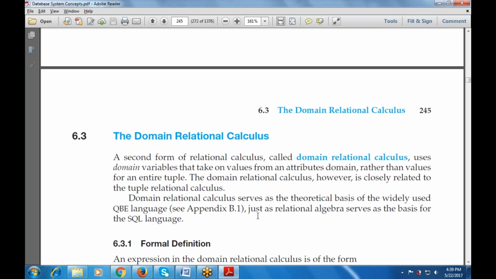The domain relational calculus is closely related to the tuple relational calculus. Closely related means everything is the same, but some syntax and some scenarios are different. This serves as the theoretical basis of the widely used QBE language, just as relational algebra serves as the basis for the SQL language.